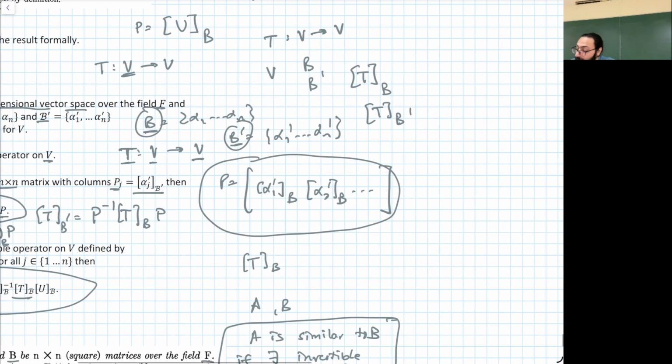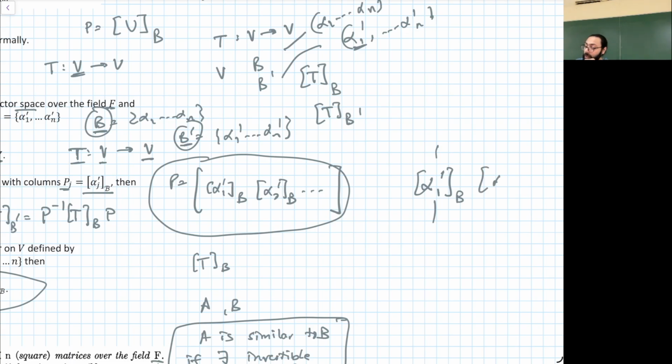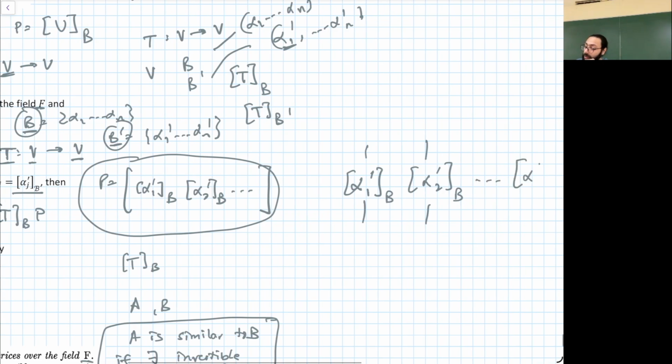So you write the basis elements of B prime in the basis B. So this is alpha 1 prime to alpha n prime, say for example, and this is alpha 1 to alpha n. Alpha 1 prime is the column for the basis element alpha 1 prime in the basis B. Is that okay? So you can use those columns to construct an n cross n matrix.